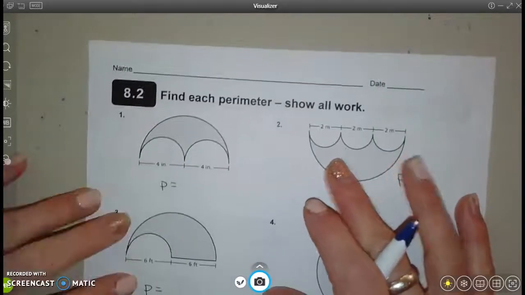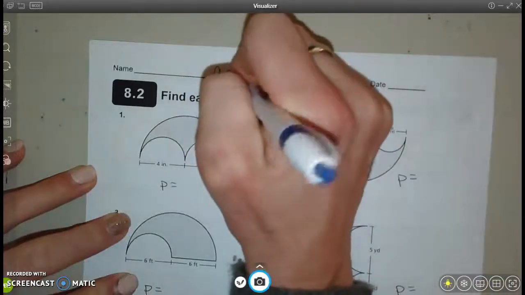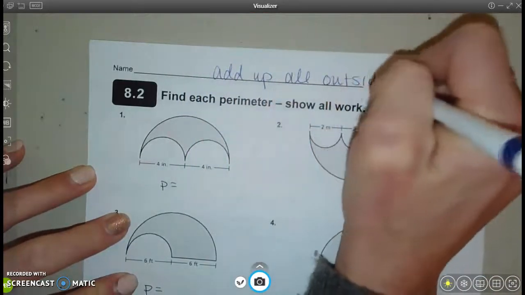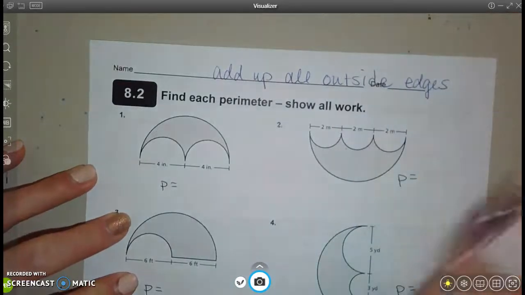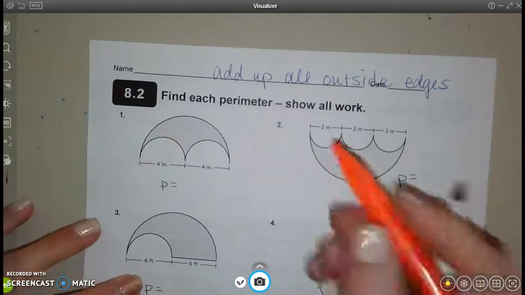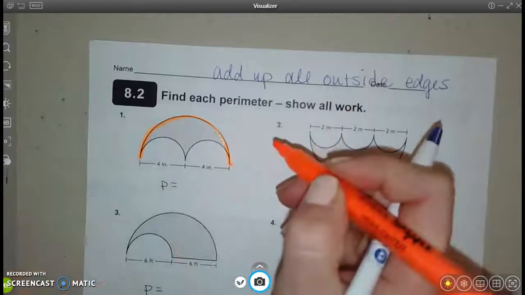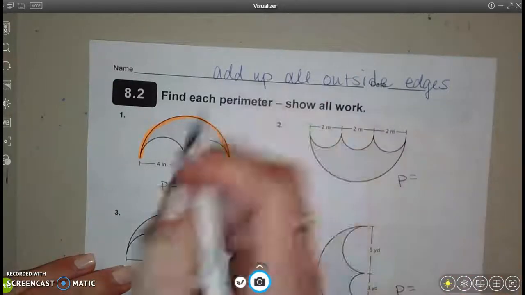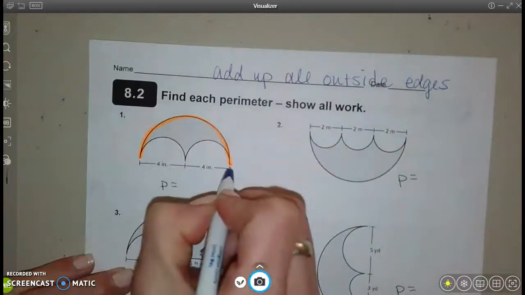Okay, so this is on the back side. We're still finding perimeter. Perimeter still means add up all outside edges. I'm still going to use my highlighter to make sure I don't forget anything or leave anything out. Okay? All right, so let's start here. Let's do the big outside curved edge, this top edge first. If I highlight that, I can see I'm looking at a semicircle, right? Half of a circle. And it looks like the diameter of that semicircle is 8.